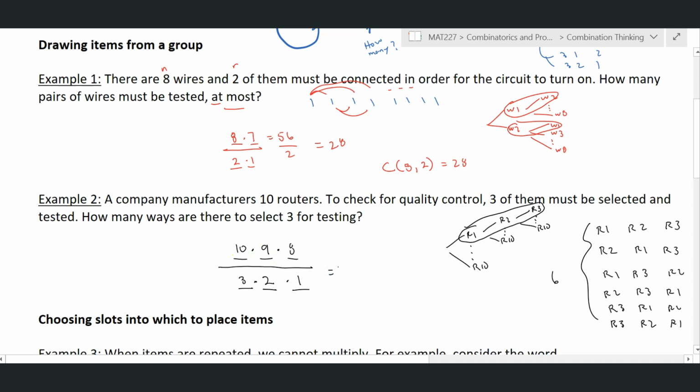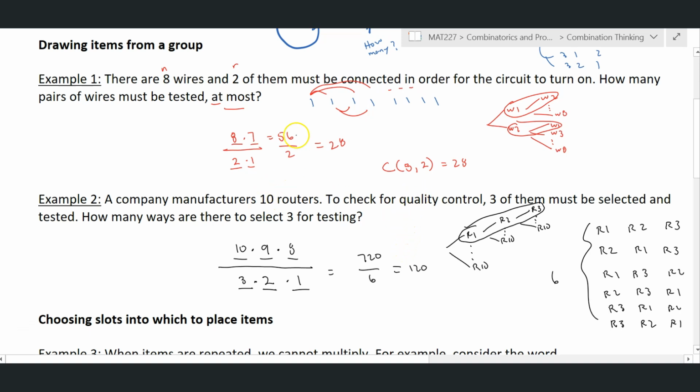10 times 9 times 8 is going to give us 720, divided by 6. Let me double check my math here. 720 divided by 6 is 120.